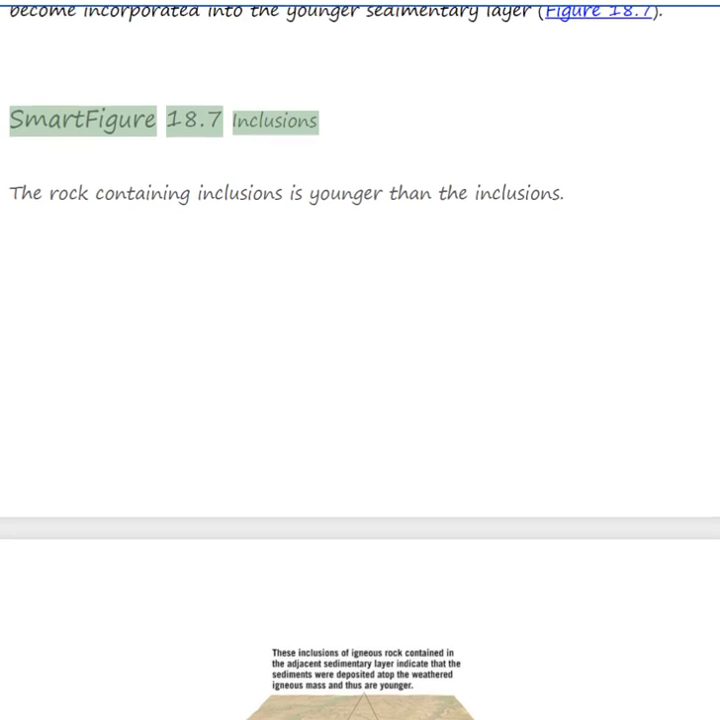Smart Figure 18.7 Inclusions. Smart Figure 18.7 Full Alternative Text Description.